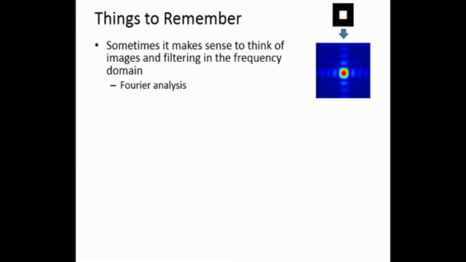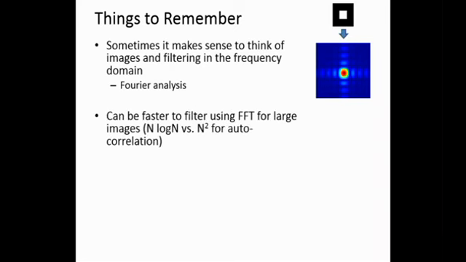All right, so in summary, here are the things to remember. Sometimes it makes sense to think of images and filtering in the frequency domain. Intuitively, in the spatial domain, I would think that applying a box filter would give me a nice smooth image, and I wouldn't really expect to see those artifacts. But when you think about what the box filter is in the frequency domain, this 2D sinc function, then you can anticipate that it's going to create some high frequency artifacts. It can be faster to filter using FFT for large images, so n log n versus n squared if you're correlating an image with itself.